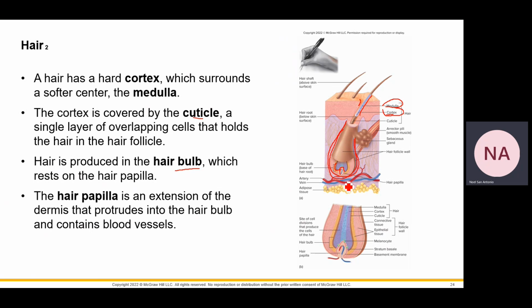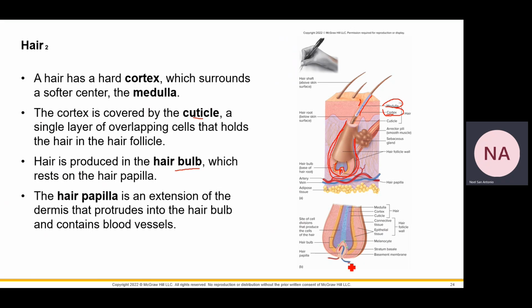So the hair papilla is part of the dermis that protrudes into the hair bulb, and it is the one that contains the blood vessels. So meaning blood supply is important for our hair to grow. Importante yung blood supply for continuous growth of hair.